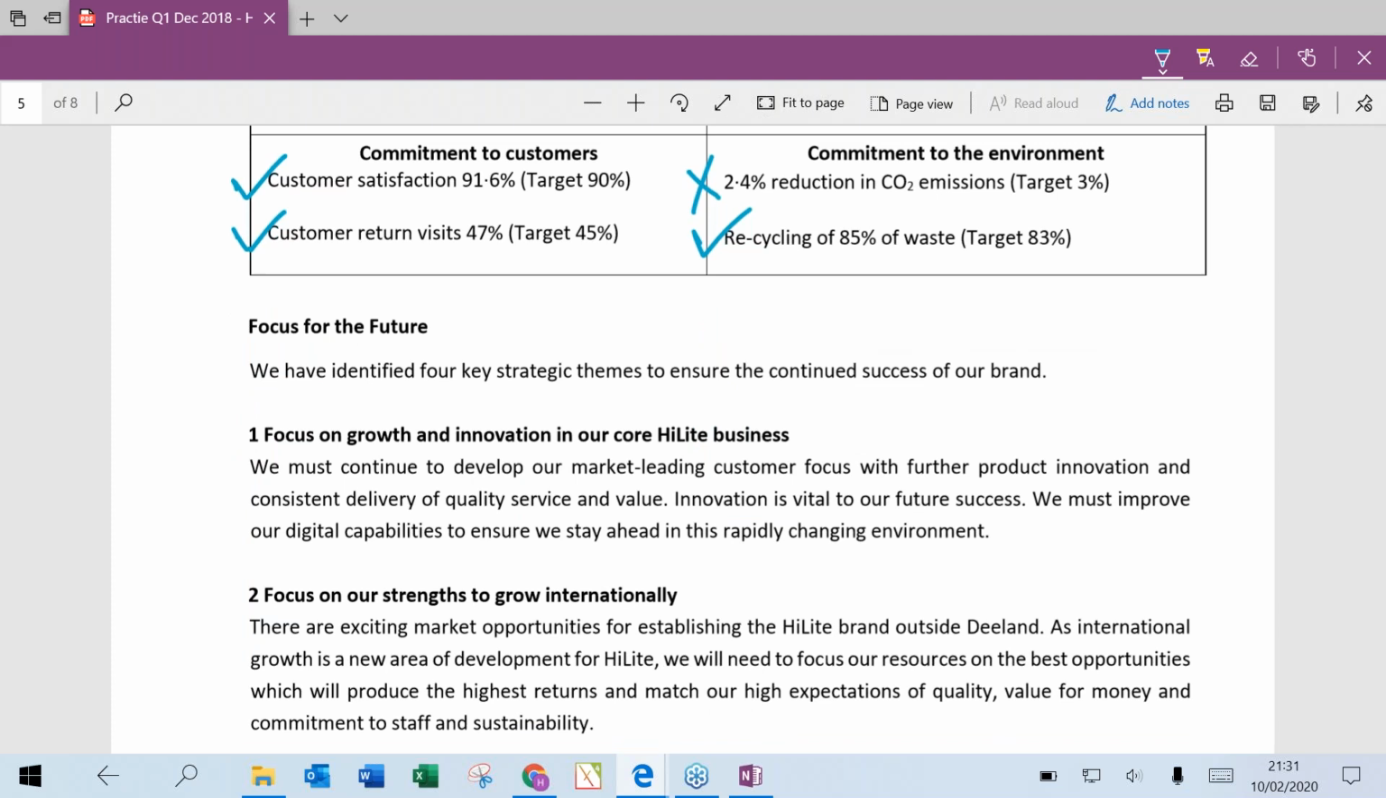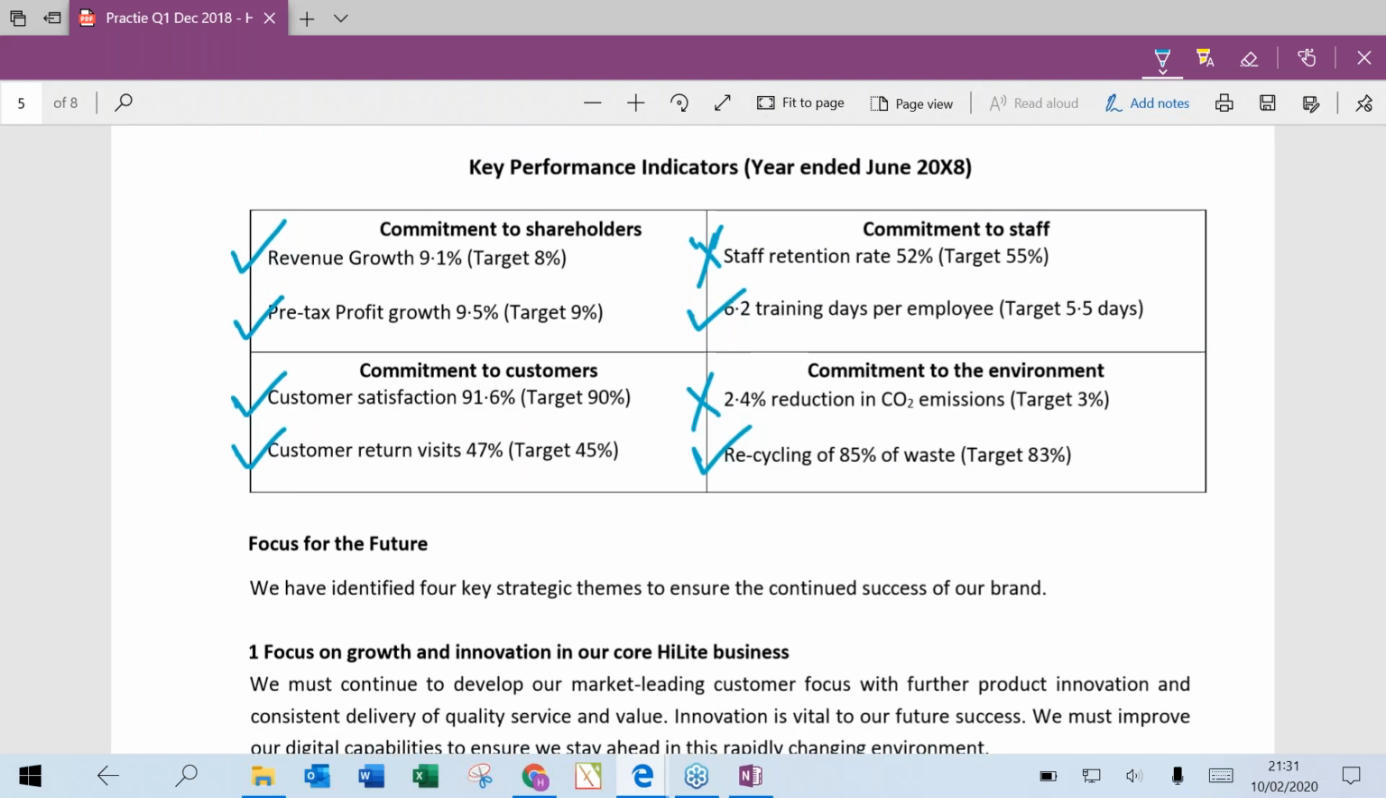So Asad is asking, sir, please explain training days. They took more days to train? No, I think there's a different meaning here. It shows that they invest a lot in training. So they invest 6.2 days training per employee, whereas their target was 5.5 days. So they are investing more time in training, which is supposed to be in good sense. Okay.